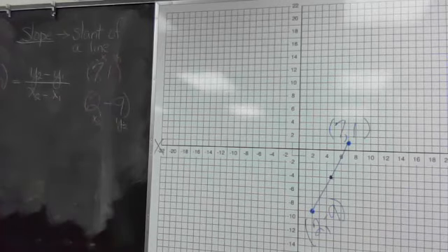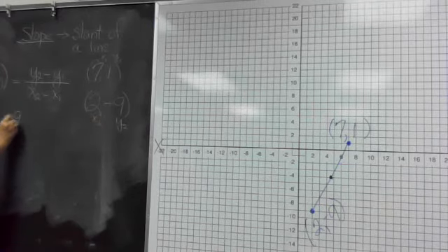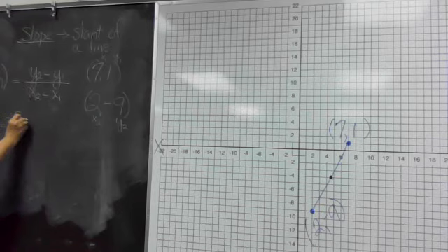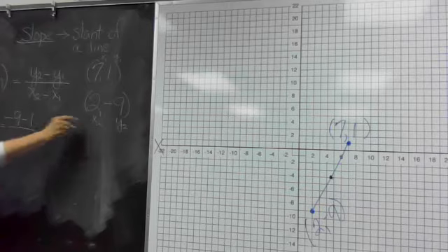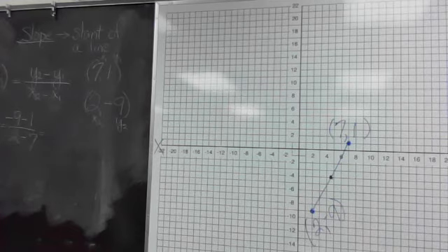So now all I have to do is plug into the slope formula. So slope equals y2 is negative 9 minus, because that's in the formula, y1 is 1 divided by x2 is 2 minus 7, x1. And then you just have to work the problem.